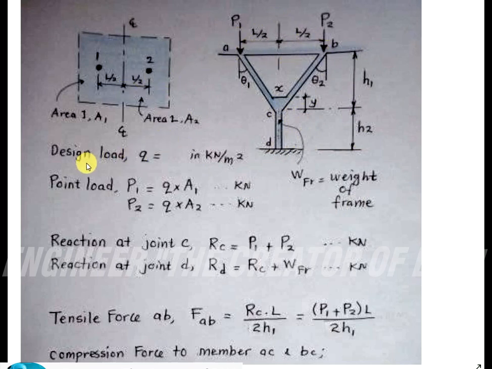First we have to calculate the design load, how much load is transferred to this column. That will be the self-weight, dead load, live load, and self-weight of the slab, and we have to add everything up and calculate the total in kilonewton per square meter. Then we have to calculate the point loads, P1 and P2.